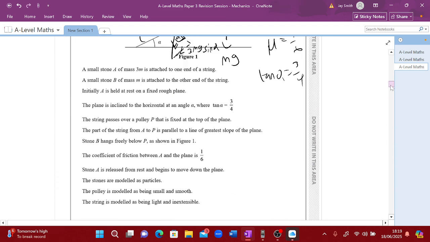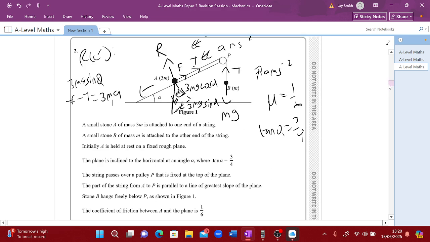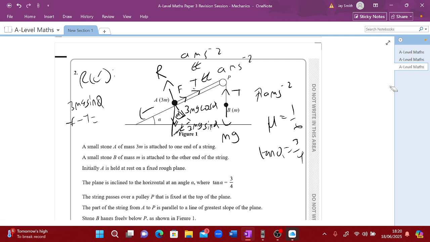Alternatively, you could save all the headache and just resolve, so when we resolve down the slope, we don't go up the slope, we want to resolve down, so we're facing the positive direction of A. And so therefore it would be 3mg sine alpha would then equal minus F minus T, which will get us 3MA, and we don't need to make a negative. But yeah, that's how you can save the headache. But you get a tick for G.